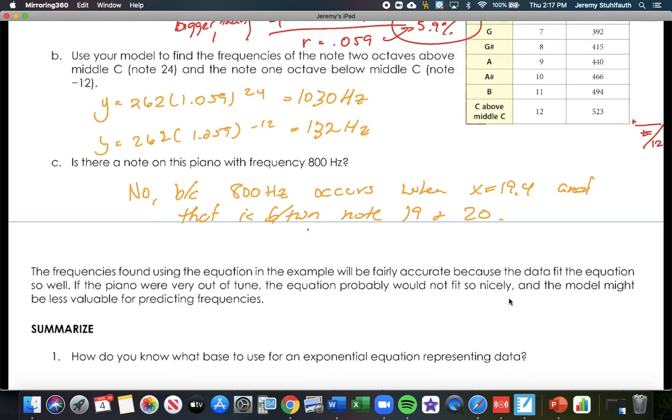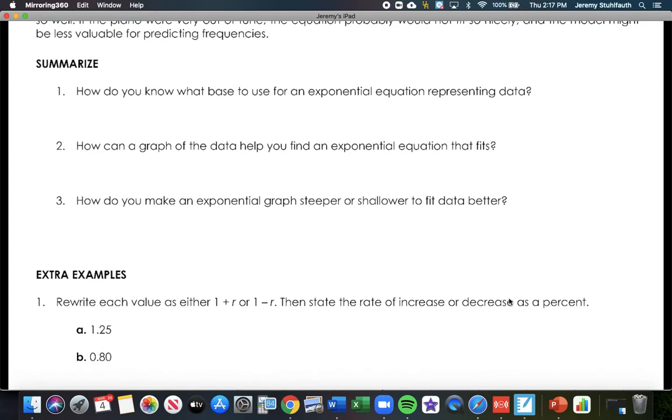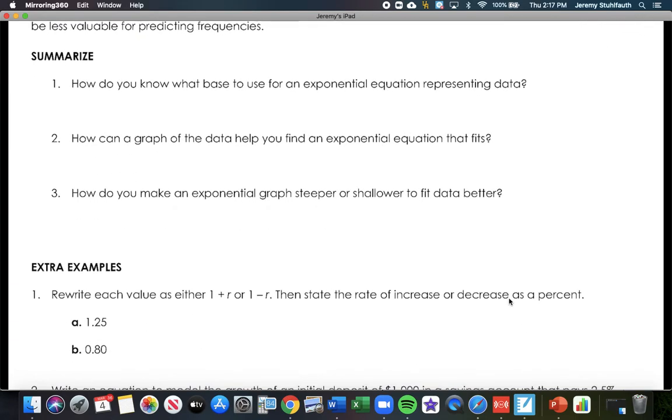Now, if we take a look at the summary questions, it says, how do you know what base to use for an exponential equation representing data? What we would do here is find the average of successive ratios. So find the average of your successive ratios, and that would be your base for your exponential equation.